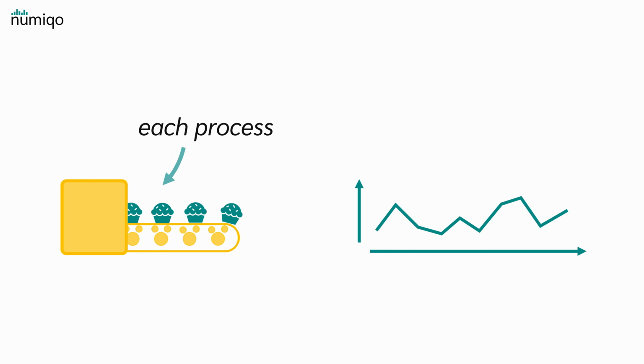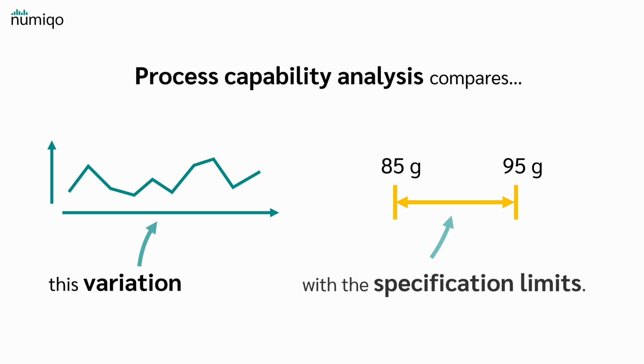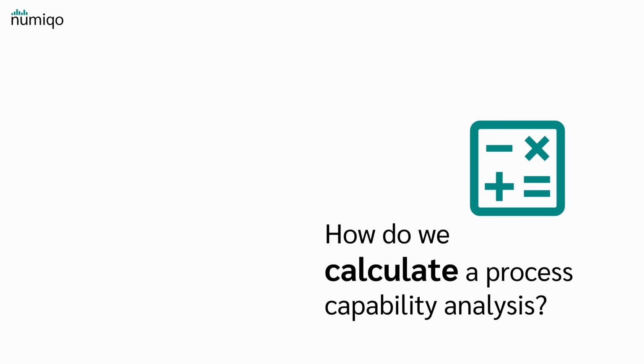For sure, each process has a certain variation. The muffins we produce will vary to some extent. Now, process capability analysis compares this variation with the specification limits, and it tells you whether the process can consistently meet those specifications. But how do we calculate a process capability analysis? First, we need data, but we need good data, not just any data that comes along. So how do we get good data?